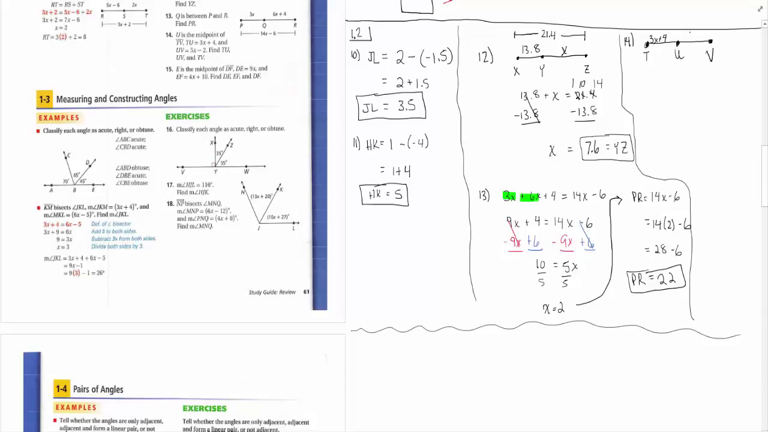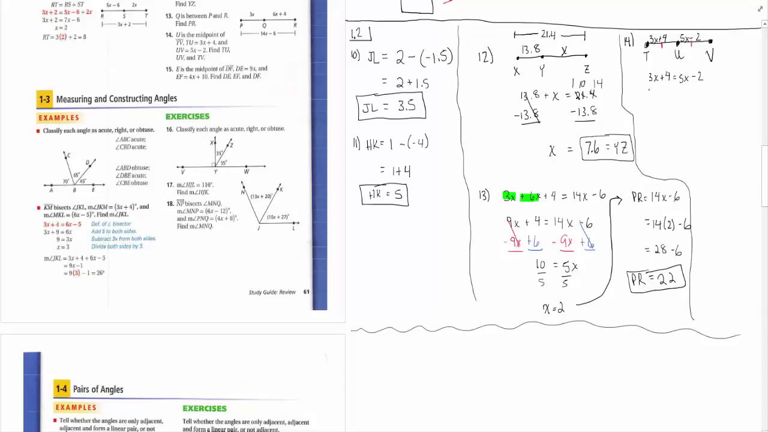And UV is 5x minus 2. Now, because they told you that this is going to be a midpoint, I know that these two segments are congruent. And what that means is that if I had to do an equation, I'd set them equal. So it's going to be 3x plus 4 equals 5x minus 2. So again, I'm setting those equal to each other.